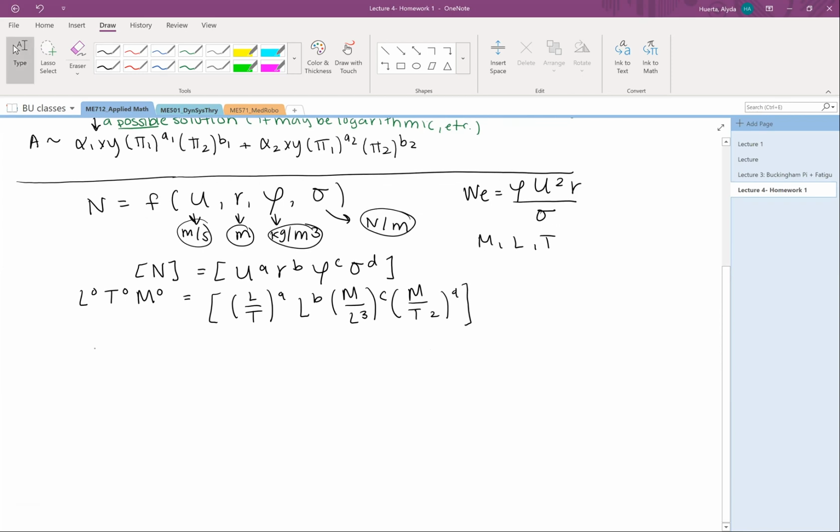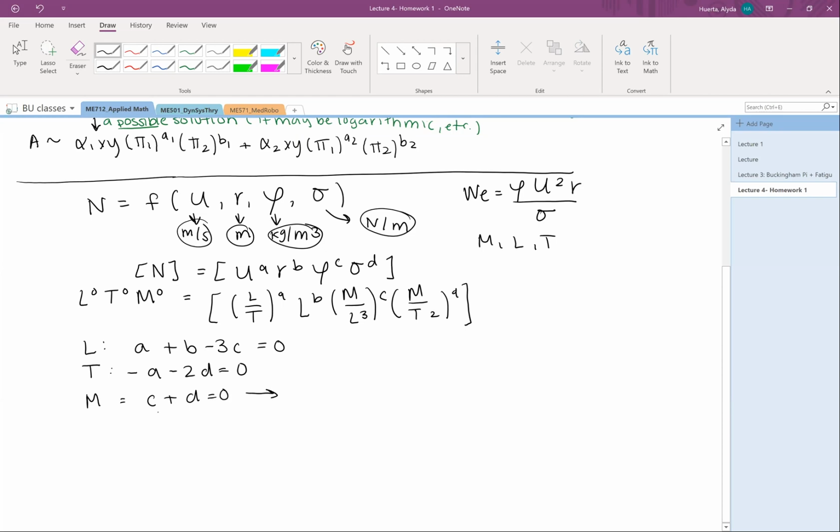So what I end up getting is, for your L equation, A plus B minus 3C equals 0, which I'm going to actually keep going instead. For your T equation, you're going to have negative A minus 2D equals 0. And then for your M equation, you're going to get C plus D is equal to 0.